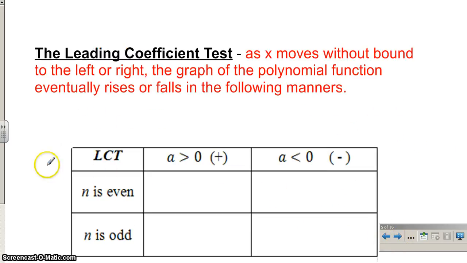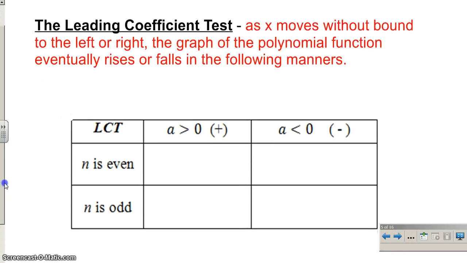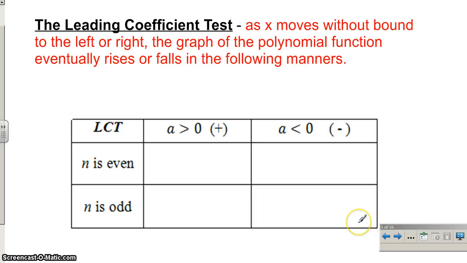All right, so let's talk a little bit more about that leading coefficient. The definition of the leading coefficient test basically says, as x moves without bound to the left or the right, the way you saw it written earlier today in your packet was as x approaches negative infinity or as x approaches positive infinity, I want you to tell me what the graph is doing. Is it rising or is it falling in the sense of your y values?